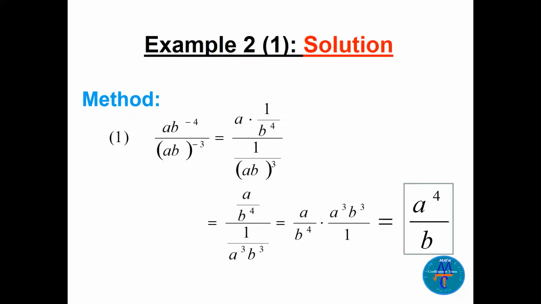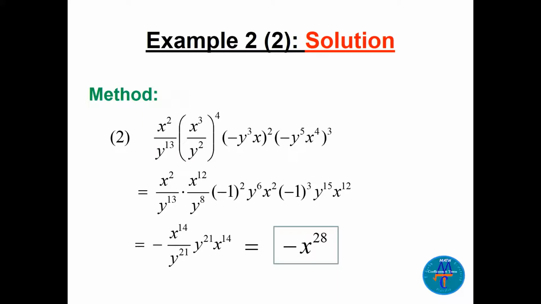Let's see this second one. Oh boy. Minus x to the power 28 is the answer. And it's only 2 lines. You can do it. Let's see. All right, leave this one here, x squared over y 13. Here, distribute the power. You see the power here, x cubed, so this is x power 12, y power 8.